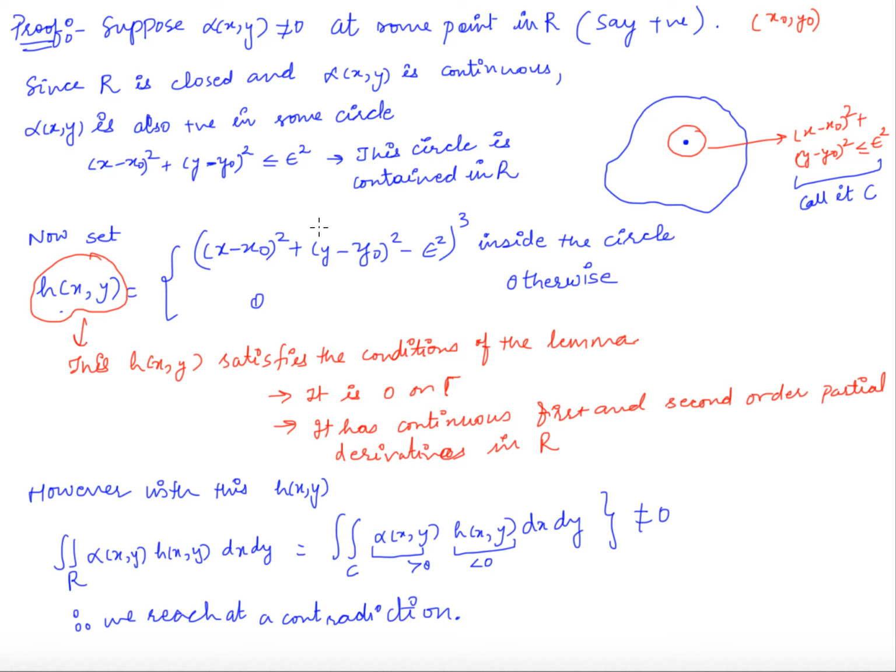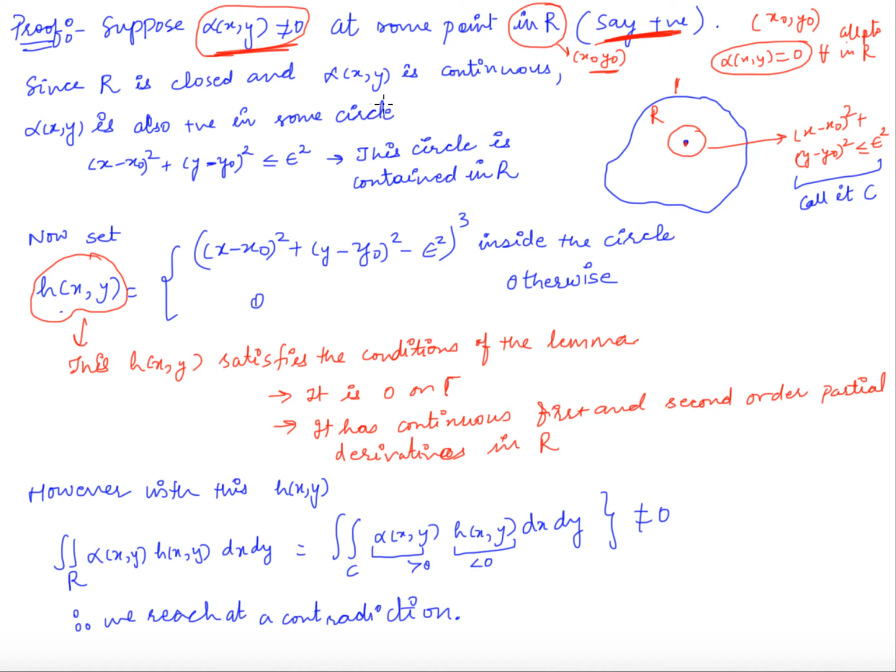As before, we will prove this lemma by contradiction. What we want to prove is that alpha xy is equal to 0 for all points in R. So suppose this is not true, and suppose alpha xy is not equal to 0 at some point in R, and call that point x naught y naught. This is your region R, and there is this point x naught y naught where your function alpha xy is not equal to 0. If it is not equal to 0, it will be either positive or negative. I am assuming that alpha x naught y naught is positive.